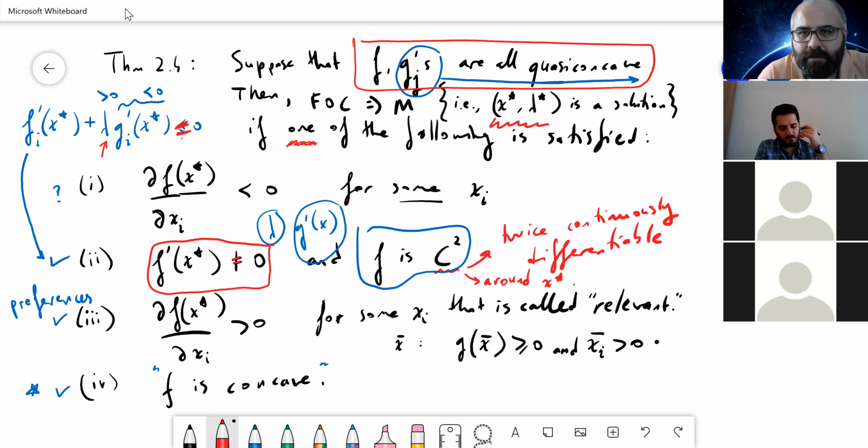So again, most important work starts here, finding x star and lambda star that satisfy first order conditions. Any other questions?